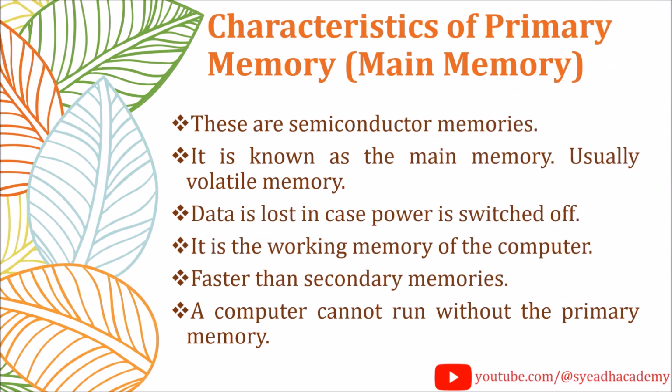Characteristics of primary memory, main memory. 1. These are semiconductor memories. 2. It is known as the main memory, usually volatile memory. 3. Data is lost in case power is switched off. 4. It is the working memory of the computer. 5. Faster than secondary memories. 6. A computer cannot run without the primary memory.